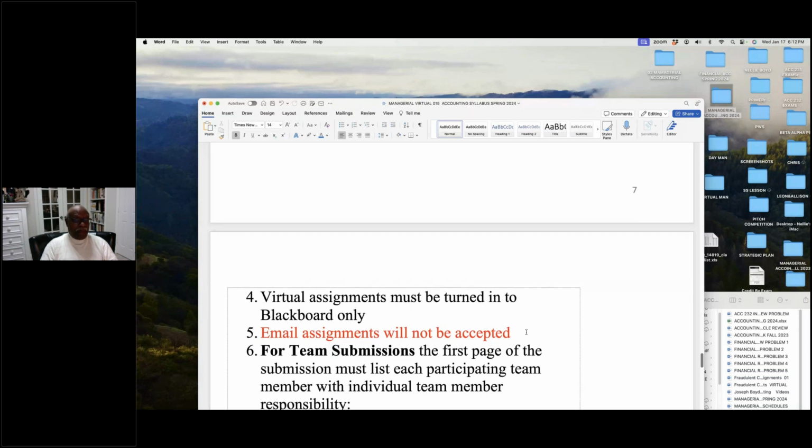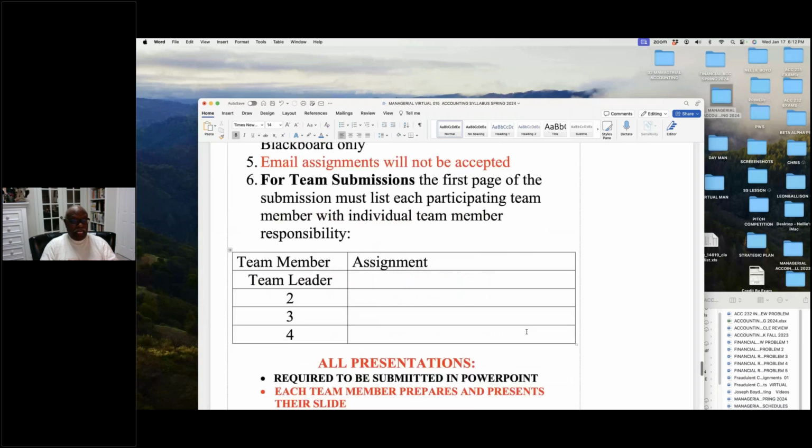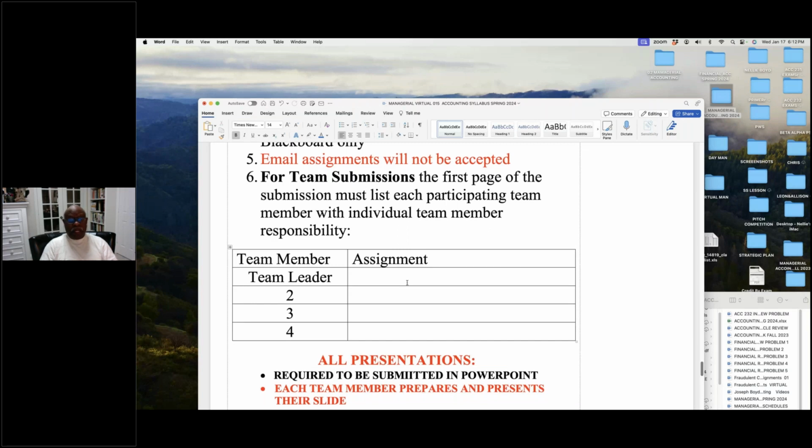When there's a team submission, the team member indicates to me who worked on it and what they did. If the team leader doesn't do that, if he doesn't list you as working, then you don't get any credit.